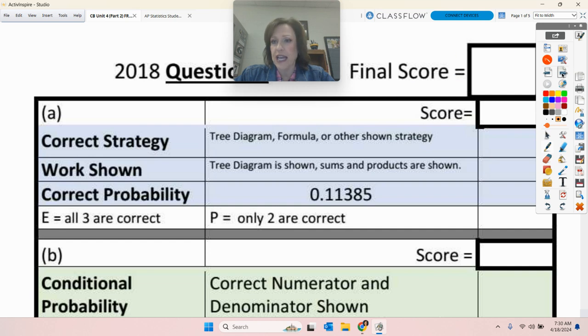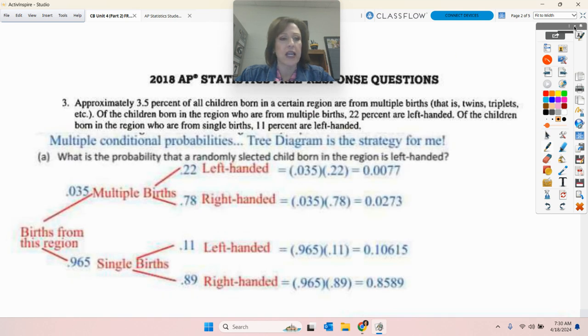And so what it starts out with is talking about this area and multiple births. This is an interesting problem because I kind of wonder about that. The kind of probabilities that we have here, I wonder if our probabilities of multiple births are the same as everywhere else. And so that's something we could look into. But here we go. 3.5% from that area are multiple births. And so then that means the other part of it, 96.5%, so 0.965, are single births.